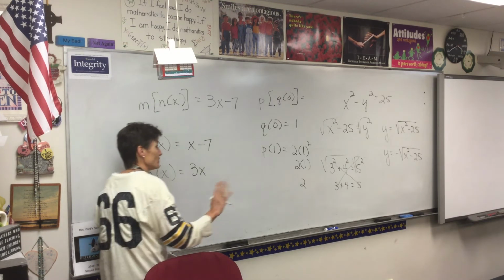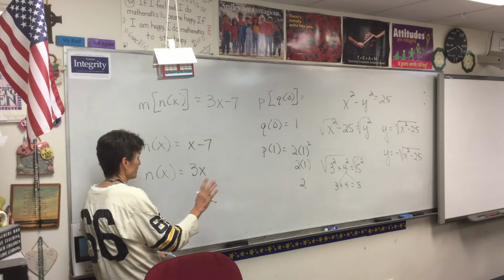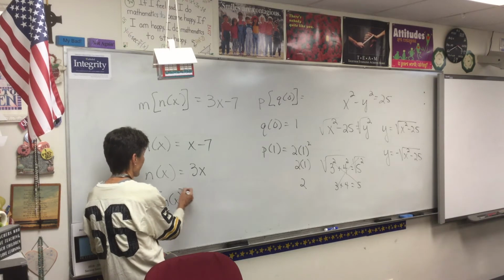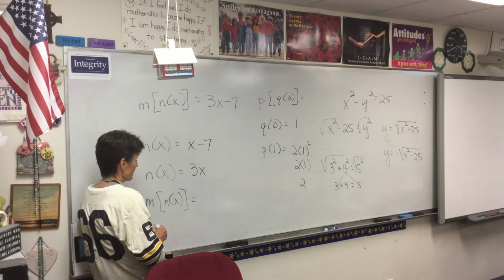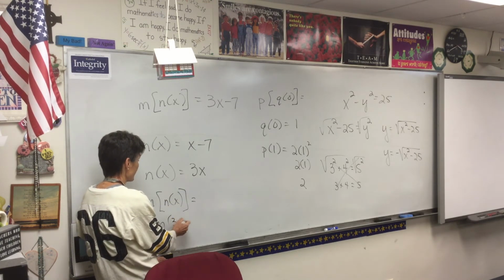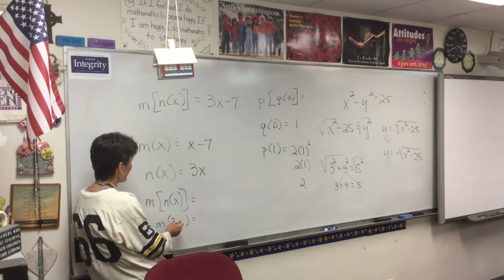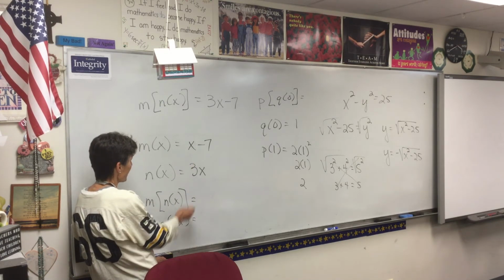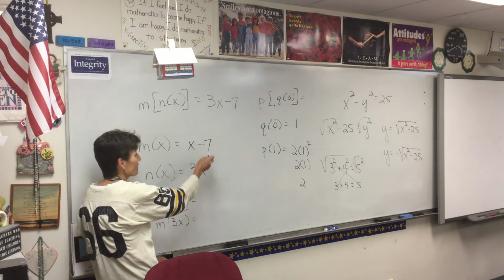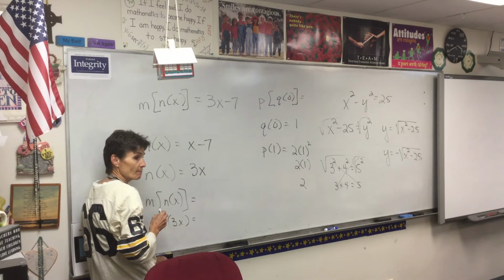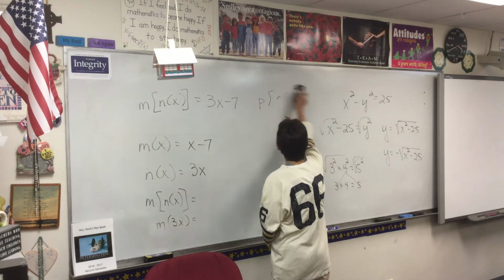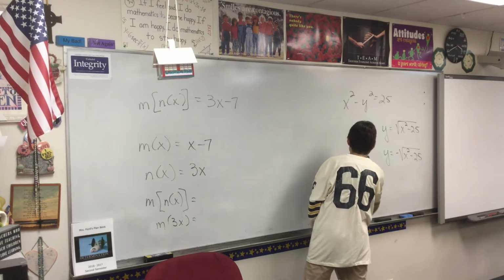Now before you get all confused and say, whoa, stop. If these are the two functions, let's build this composition. This composition would say, take n, which is 3x, and plug it into m. What happens if I take 3x and plug it into this function? What does it say? 3x minus 7, which is exactly what I want it to say. All right, we'll do one more.